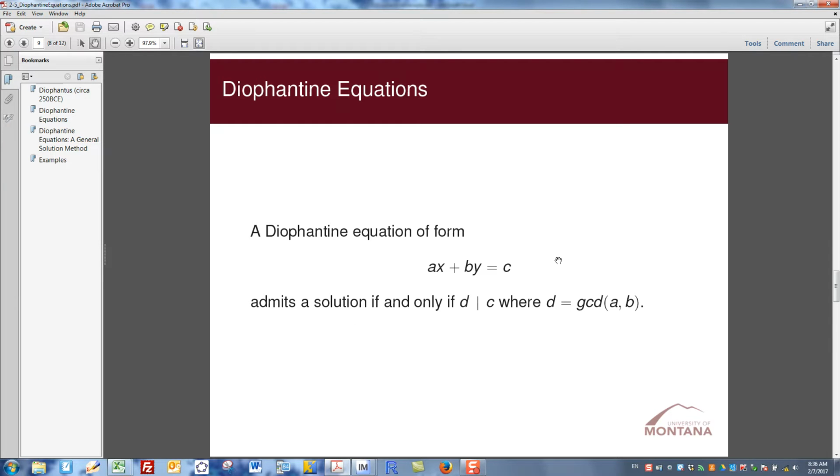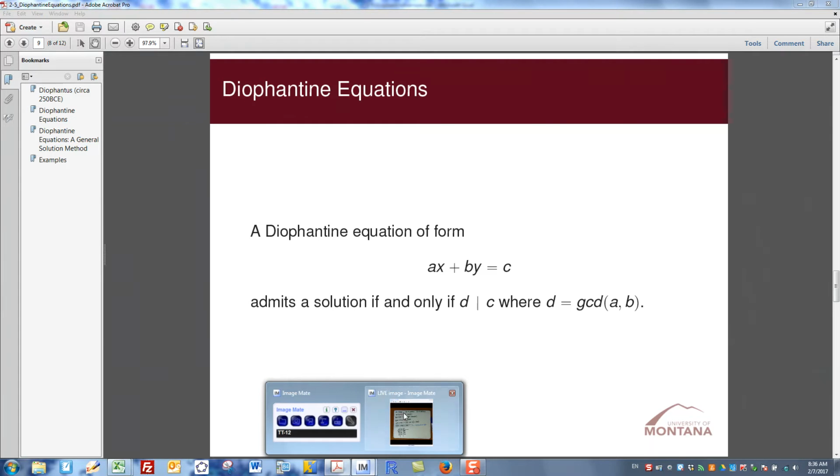This is such a big theorem that we should probably construct a proof. Let's go ahead and do that now and make sure that this is absolutely true.